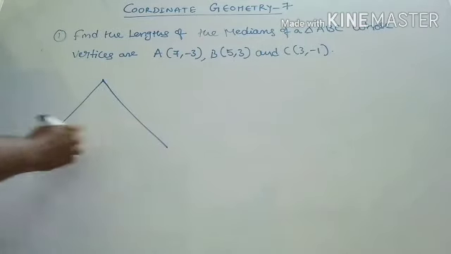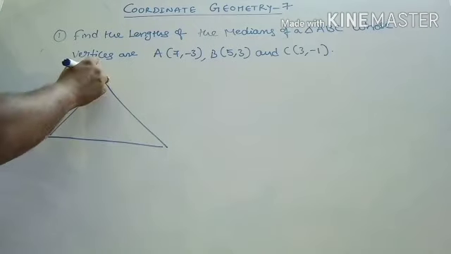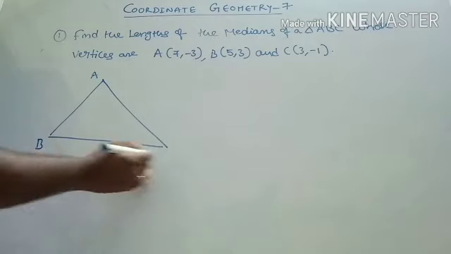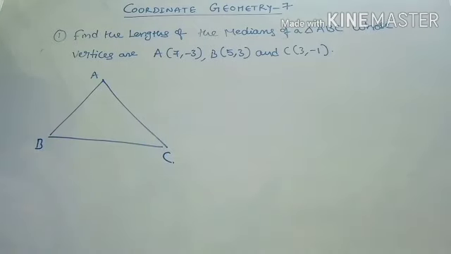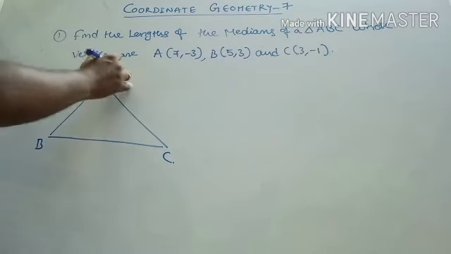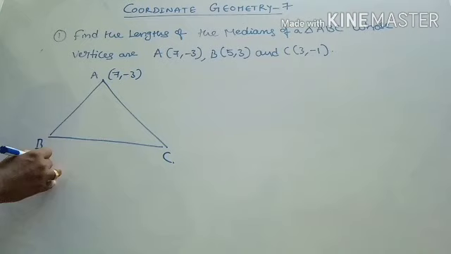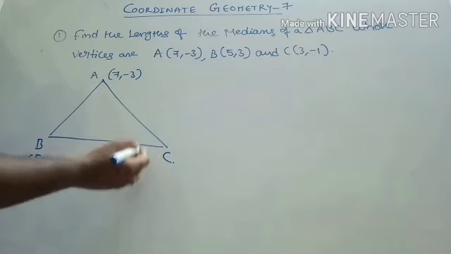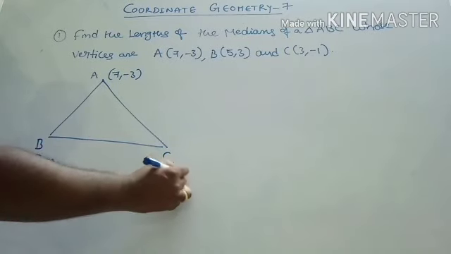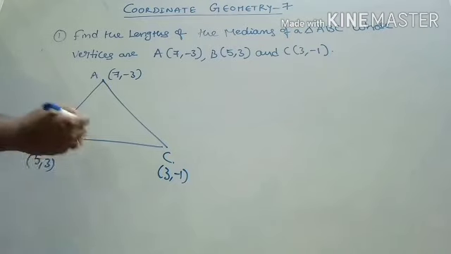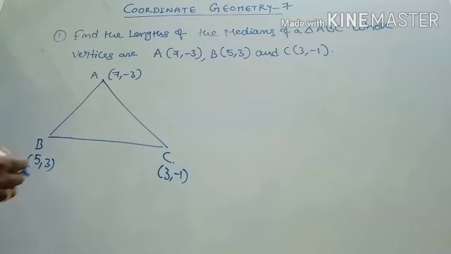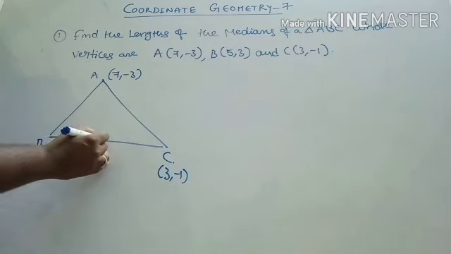See, we have a triangle with the vertices A, B, C like this. A is given as 7 comma minus 3, B as 5 comma 3, and C as 3 comma minus 1. Now, we want the length of the median from vertex A.